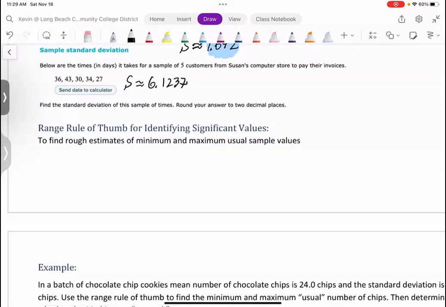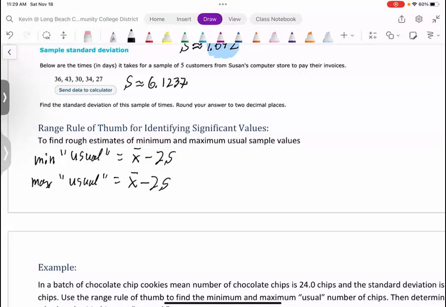I'm going to use the range rule of thumb for identifying significant values. So in general, we say that the minimum for usual values is going to be x bar minus 2 standard deviations. And the maximum for the usual is going to be x bar plus 2 standard deviations. So going up and down 2 standard deviations is going to be a really common theme in a lot of things that we're going to be doing.